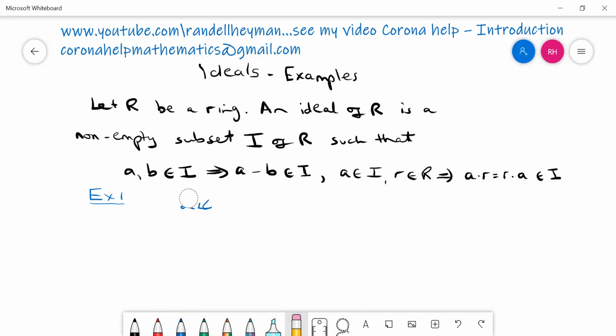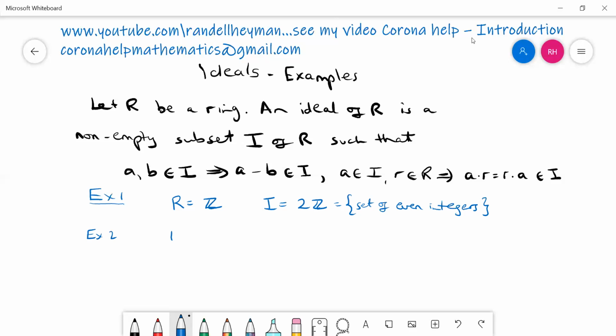So let's do this. The ring equals the integers, and the ideal is 2Z, which is equal to the set of even integers, the integers that are divisible by 2. Call it what you want. Okay, so that's pretty good. That's an ideal. Let me give you something that's not an ideal.